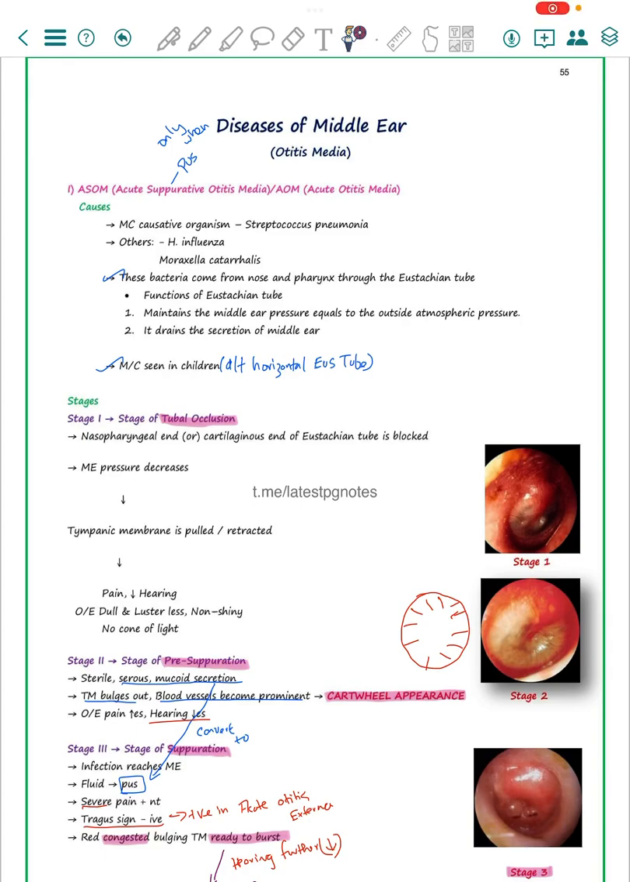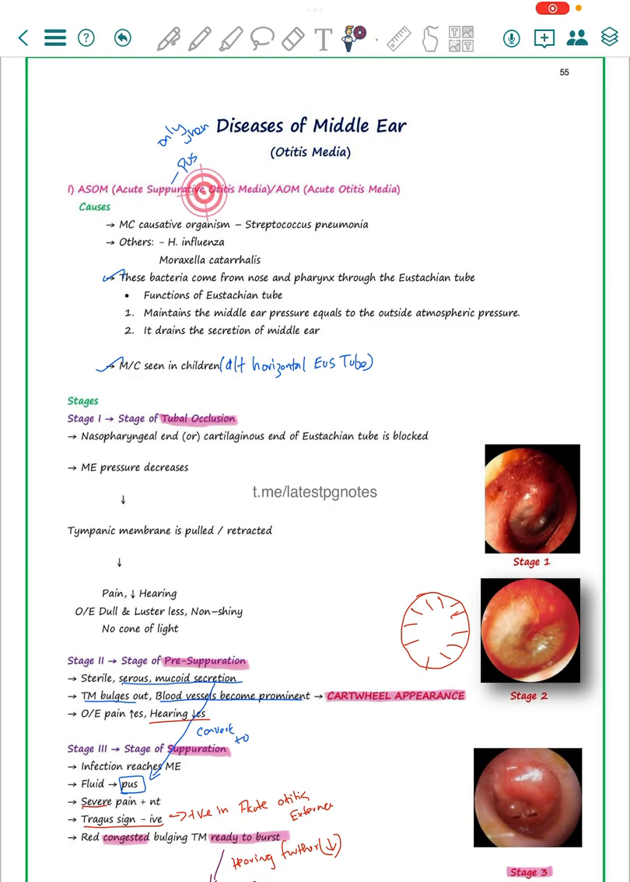Hello guys, in this video we are going to see the disease of the middle ear. Especially we are going to see the acute conditions like acute suppurative otitis media, and then we are going to see the serous otitis media or glue ear. Okay, first, acute suppurative otitis media means an acute infection.